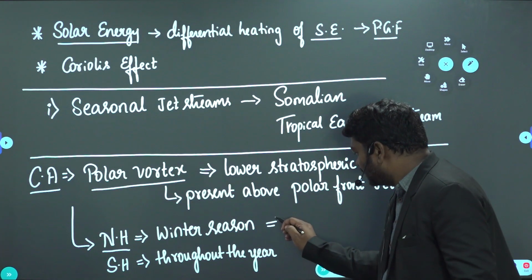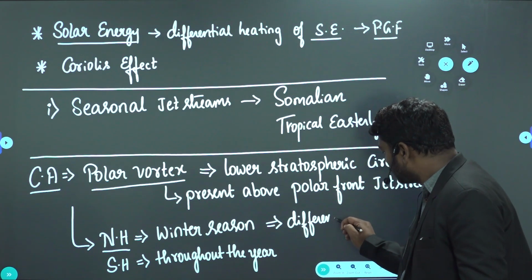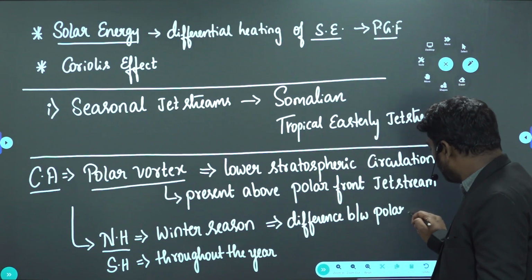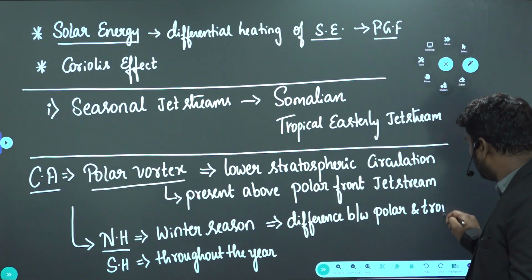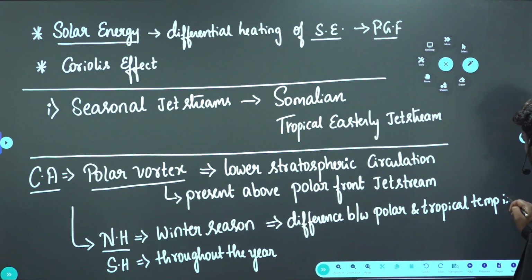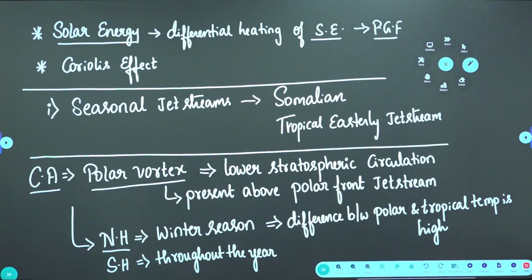Winter season, the reason is the difference between polar and tropical temperatures is high. This is the scientific explanation. Just remember this. Why in the northern hemisphere during winter season will you observe the polar vortex? This is because the difference between polar and tropical temperature is very high.